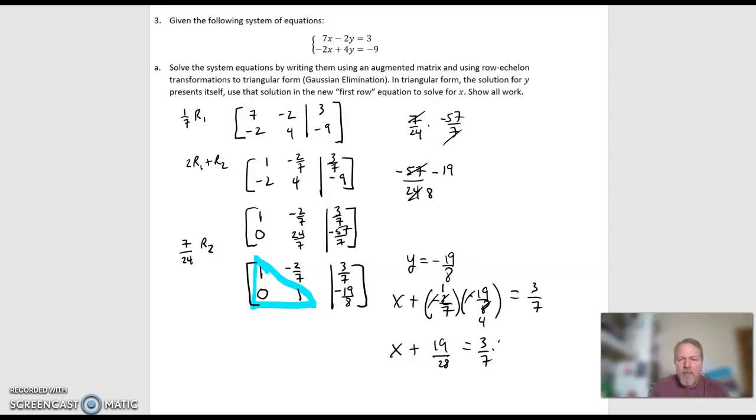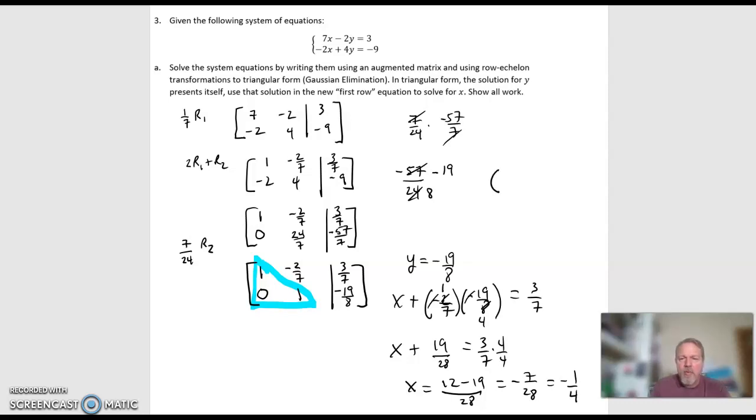I'm going to multiply 3/7 by 4/4 because I know I have to get a common denominator of 28. Subtract 19/28 from both sides. I'm going to get x equal, the numerator is going to be 12 minus 19. They both have the same denominator. And that becomes a negative 7/28, which reduces to negative 1/4. So I know x equals negative 1/4.